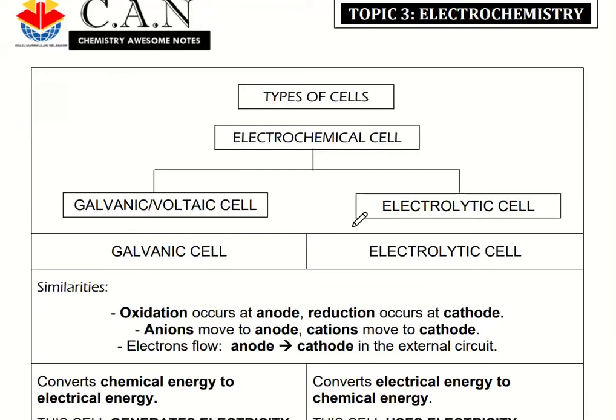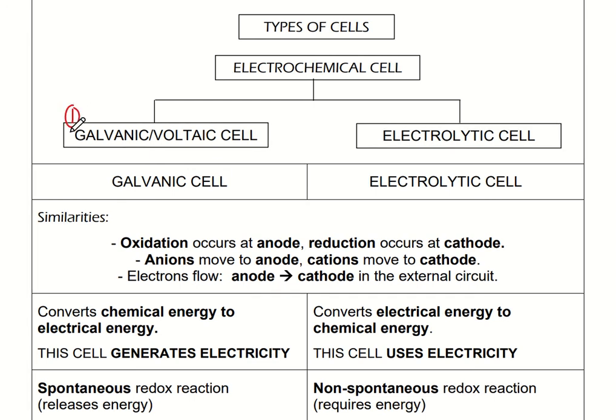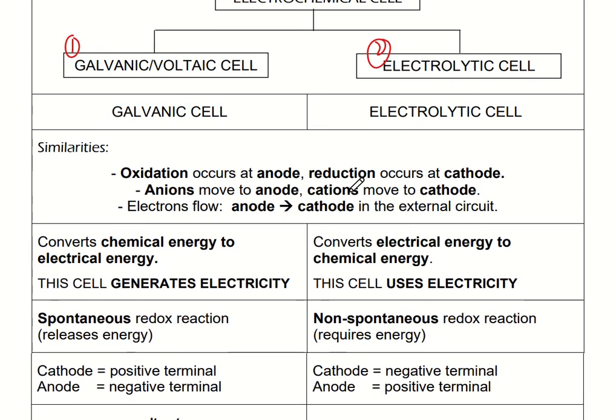For the types of cell, there are two: the galvanic cell, which we also call the voltaic cell, and second, the electrolytic cell. So what are the similarities? First, in both galvanic and electrolytic cells, oxidation always occurs at the anode. You have to remember the same thing: RED CAT, reduction always occurs at the cathode.